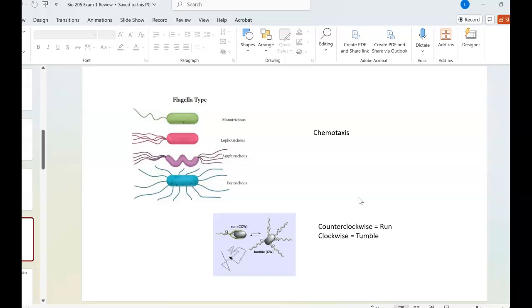And I showed you the little video of the bacteria kind of running and tumbling. And it's more like a meander than it really is like a straight run or a straight run away from something. And the way that they can either run or tumble depends on how they move their flagella. So if they move it counterclockwise, that's going to result in a run. So I always remember counterclockwise has an R in it. Run begins with R. Clockwise, that's going to result in a tumble.